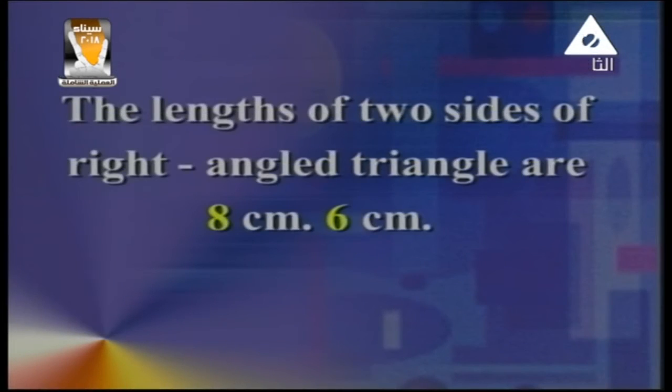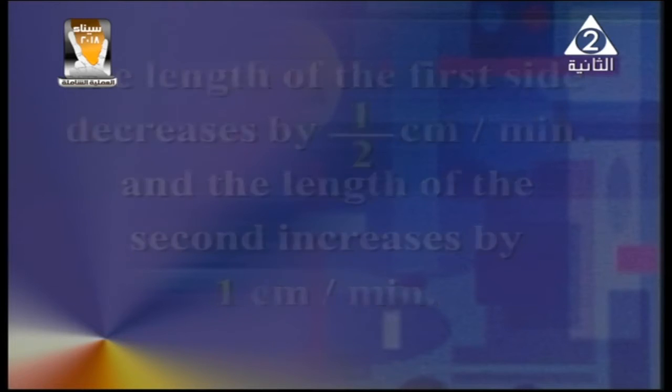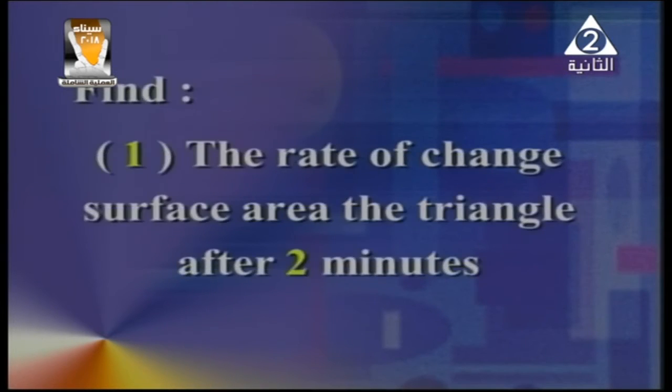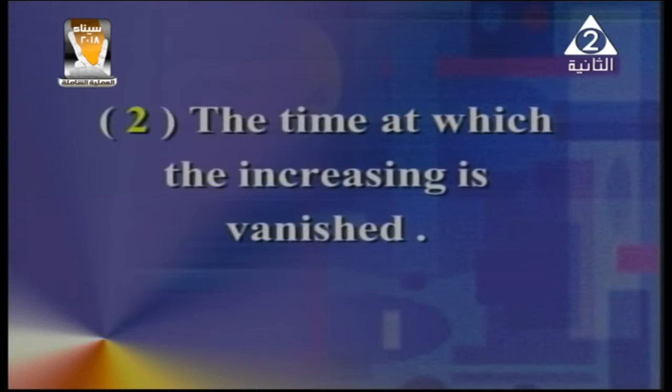Look at this: if the lengths of two sides of a right angle triangle are 8 centimeters and 6 centimeters, the length of the first side decreases by half a centimeter per minute, and the length of the second increases by 1 centimeter per minute. Find the rate of change of the surface area of the triangle after 2 minutes. This is number 1. Number 2, the time at which the area vanishes.